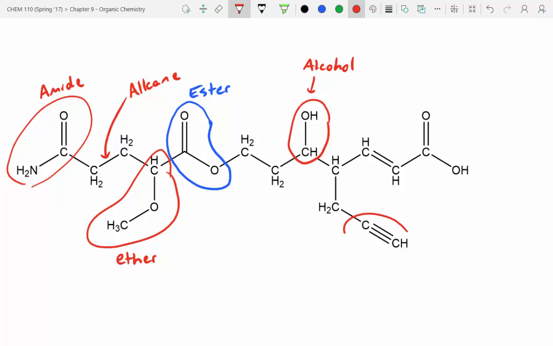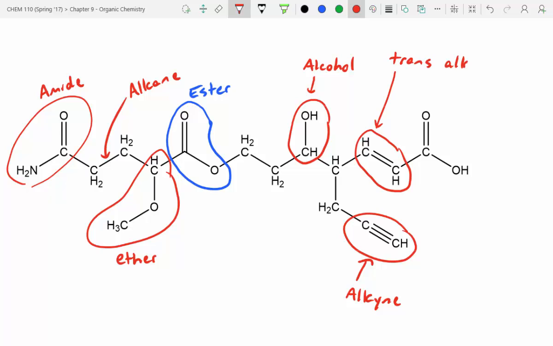And then down here, alkyne. Make sure you use the Y for the triple bonds. Then this one right here, let's be specific. Trans alkene. And then what about this one? Carboxylic acid. These are different than esters because they have an OH directly on them.